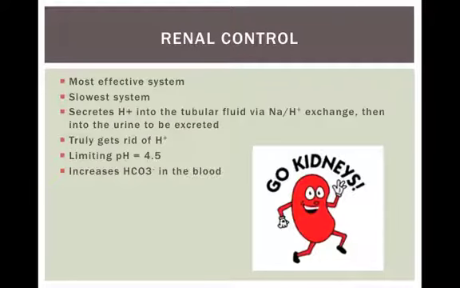You also have renal control, and like I said before when I compared it to the respiratory system, this is the most effective system. It is actually getting rid of hydrogen ions, which makes it unique. But it's also the slowest. It takes days for this to be able to work. And it does this by secreting hydrogen into the tubular fluid via a sodium-hydrogen ion exchange, and then that in turn goes into the urine to be excreted. And it can also increase the HCO3 in the blood as well. The limiting pH here is 4.5, so as soon as you get below 4.5, the kidneys aren't able to function well anymore, and it won't be able to work.